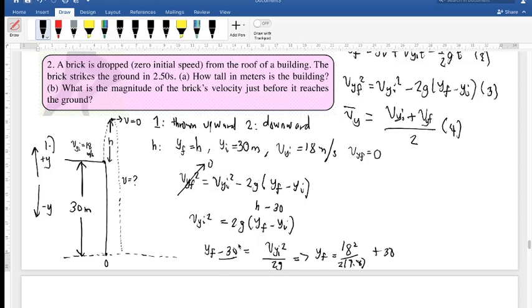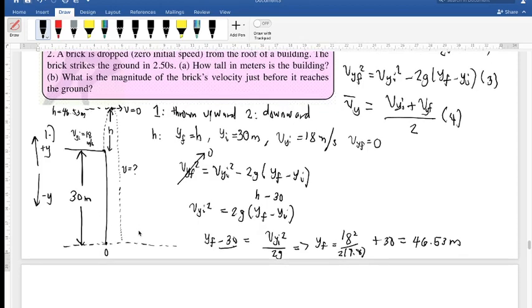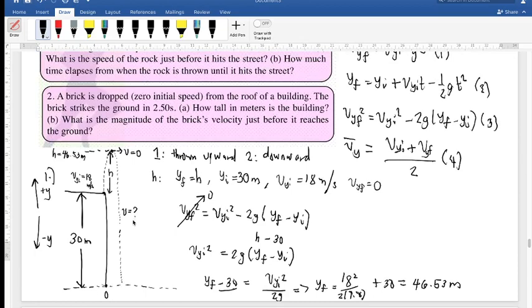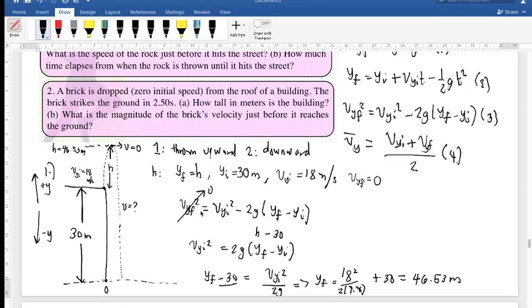So, what is the maximum height? So, we have 18 squared divided by 2 divided by 9.8. Then, plus 30. So, ito ay 46.53 meters. So, meaning, at maximum height, with respect sa atong origin na 0, this is actually 46.53 meters. Okay? So, now, we can now find the velocity or the speed just before it hits the street. So, ano yung velocity niya?